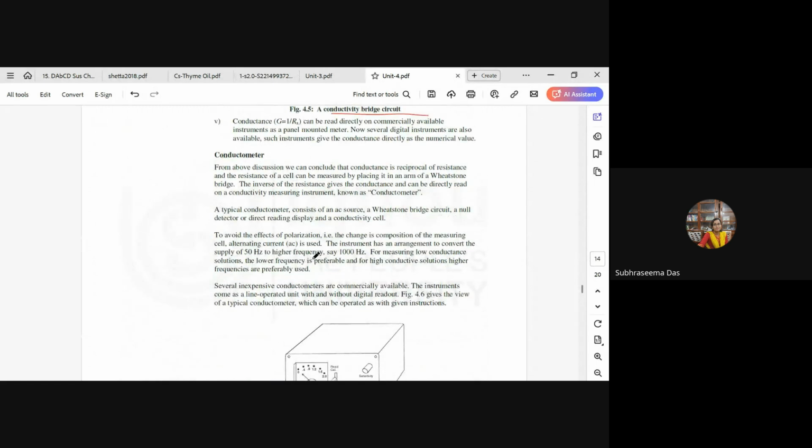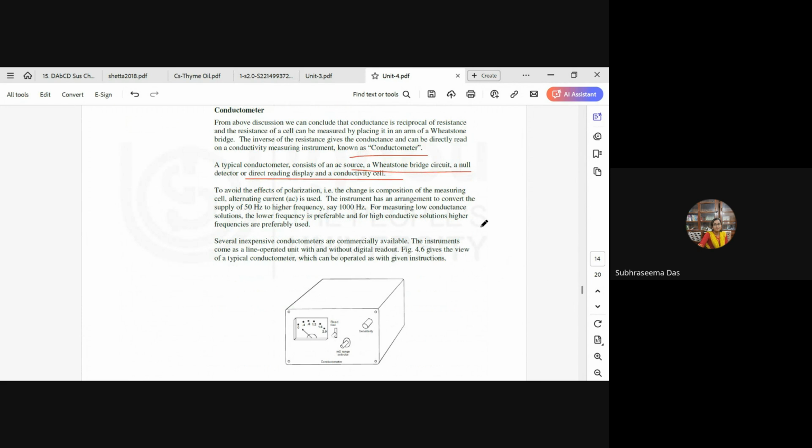Then coming to the conductometer. We know that conductance is equal to the reciprocal of resistance, and it can be measured from the Wheatstone bridge. The inverse of resistance gives the conductance, and it can be directly measured using an instrument called a conductometer. A special type of conductometer consists of an AC source, a Wheatstone bridge, a null detector or DC display, and a conductivity cell. To avoid the side effects of polarization, that is the change of composition during the measurement, AC is mostly preferred.